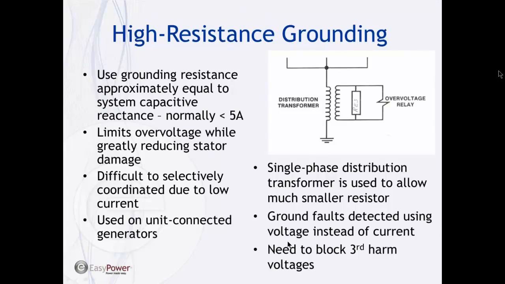On the unit connected generators, we had the unit transformer that isolated the generator from the rest of the system. So using high resistance ground, I'm not really giving up any selectivity, because for a fault anywhere in the generator through the transformer, I'm going to want to trip anyway. So this is ideal for unit connected generators, and that's one of the big advantages of the unit connected generators.